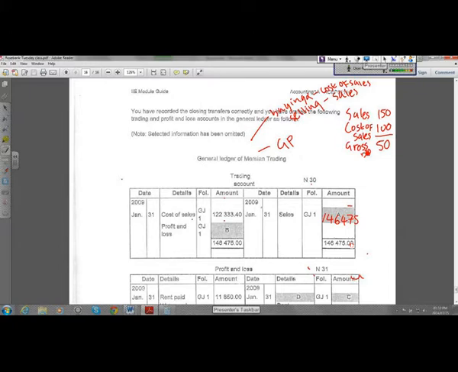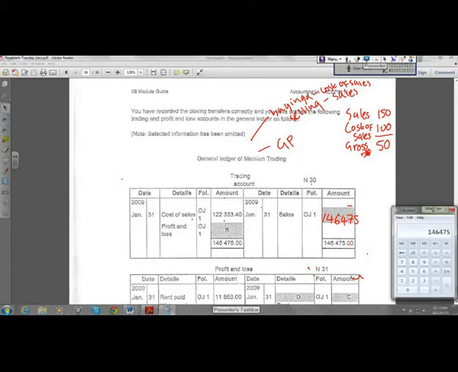That is actually our gross profit. Remember I said our profit is just the sales minus cost of sales, so we can immediately calculate it. What is our gross profit? It's 146,475 minus 122,333.40. So our gross profit is 24,141.60.